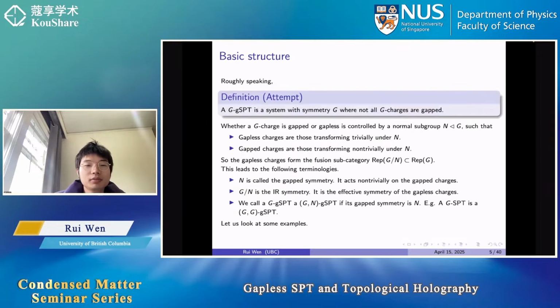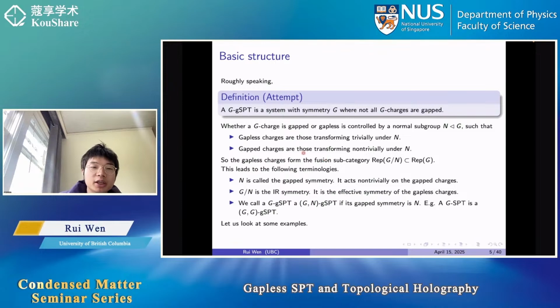Let me start by discussing some general structures of gapless SPT. Roughly speaking, and this is not a rigorous definition, a gapless SPT is a system with symmetry G where not all G charges are gapped; some are gapless. Whether a G charge is gapped or gapless is controlled by a normal subgroup N, such that the gapless charges are those transforming trivially under N, and the gapped charges are those transforming non-trivially under N.